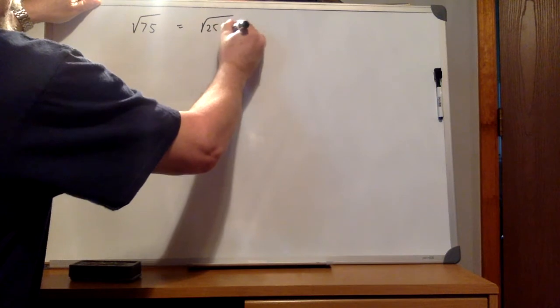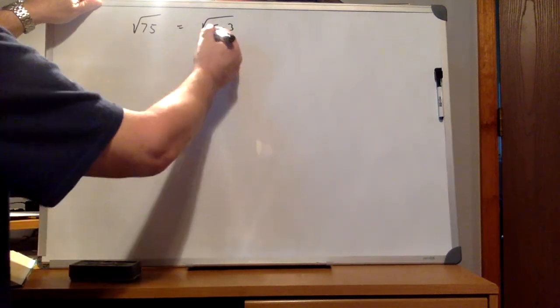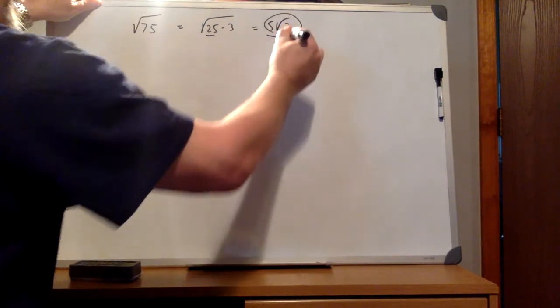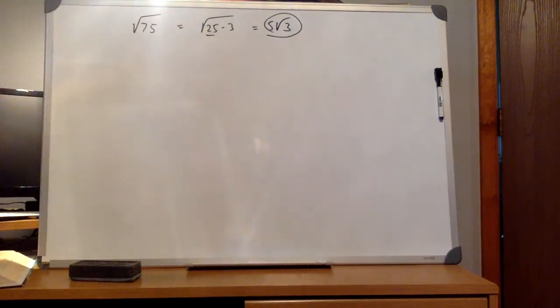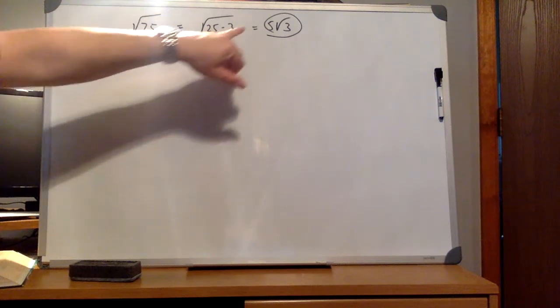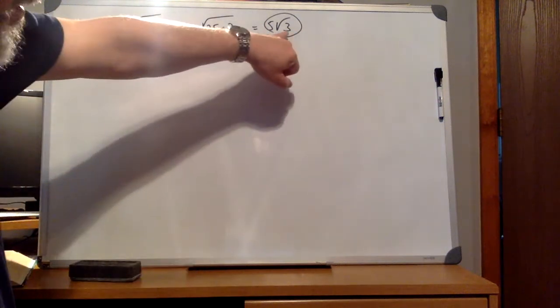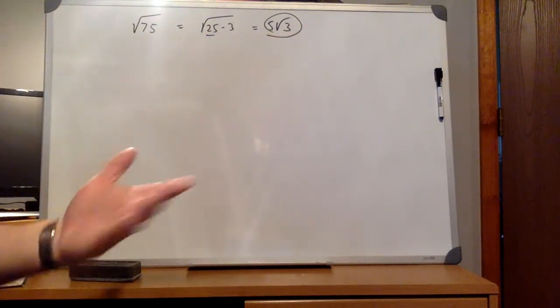I make this the square root of 25 times 3. 25 is a perfect square, so I can take its square root. That goes in front of the radical because the square root of 25 is now 5, not the square root of 5, and the 3 stays inside. Take notice the 3 doesn't have any perfect square factors other than 1, so we're done.